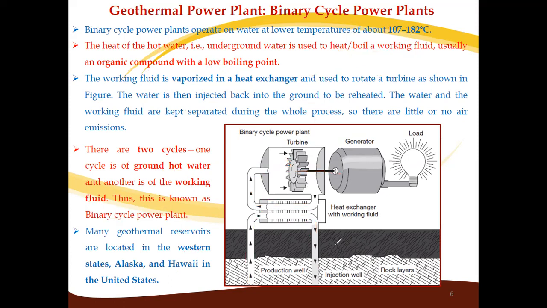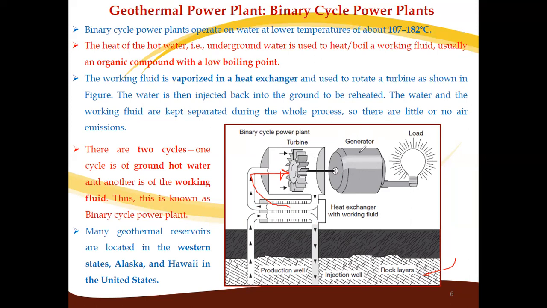So this is the diagram for a binary cycle power plant. This is the geothermal layer. This is the injection well, where the water gets injected, and from this production well the hot water comes out. It transfers its energy to the working fluid, and this working fluid gets vaporized and strikes the turbine, and we get the rotation of the turbine. We convert this mechanical energy of the turbine to electrical energy by using a generator.